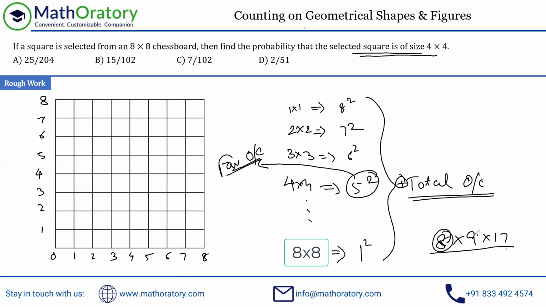Just 8, next number 9, and then just add this 8 and 9. So get this 17. So 8 into 9 into 17 divided by 6, that will give you 204. So there are 204 total squares, out of which the favorable are 25 squares. So the required probability will be favorable outcomes upon total outcomes, which is option A.